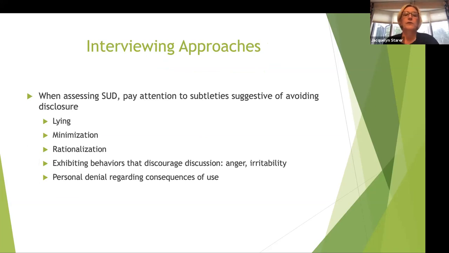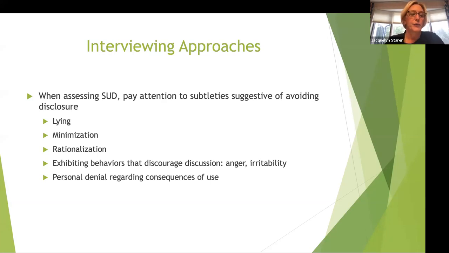So, interviewing approaches when you're assessing substance use disorders. Hopefully it's not a surprise that patients might not want to tell you everything. So you want to pay attention to subtleties that would suggest that they're trying to avoid disclosure. Obviously, the most blatant is lying. You might not recognize something as a lie, but you might suspect it. Or the lies might not quite match up. The story might not make sense.